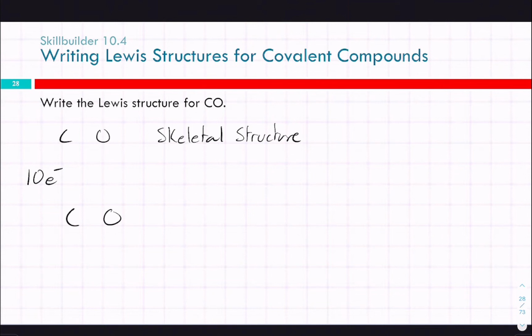So we're going to place 1 bond between carbon and oxygen as our minimum number of bonds. And then we'll have our total 10 electrons minus the 2 bonding electrons. So we'll have 8 electrons left over. So now we can place those electrons in pairs around these atoms. So we've got 8 to place, so we'll go 2, 4, 6, 8. Whoops, that's 10. Okay, so we placed our 8 electrons.